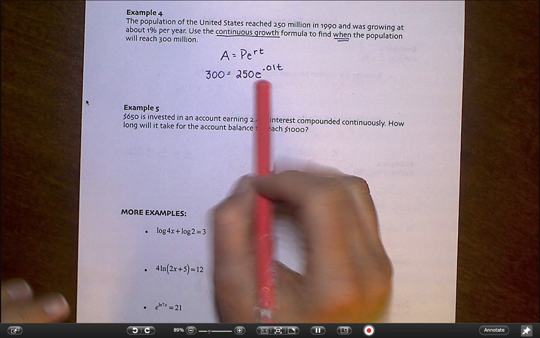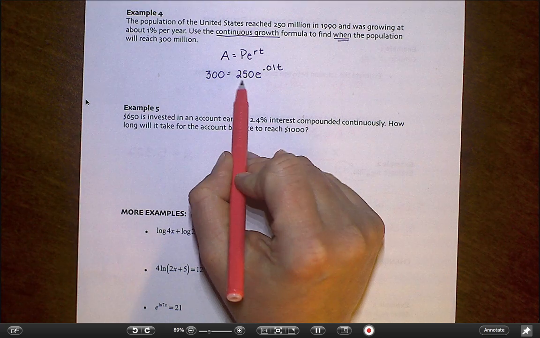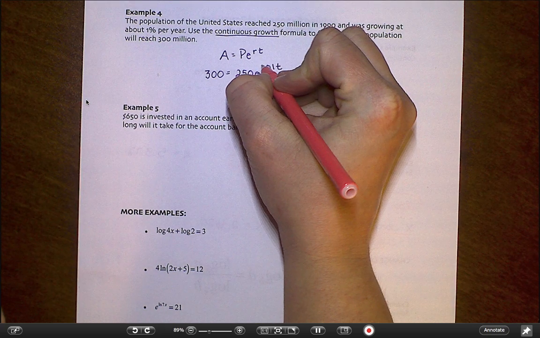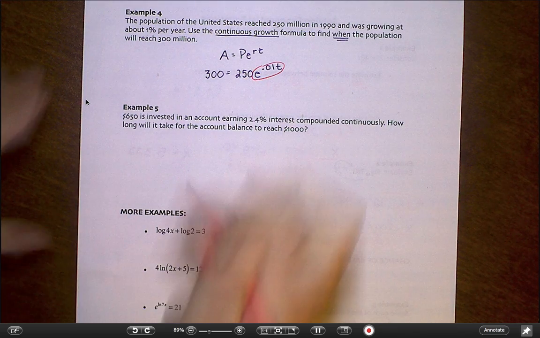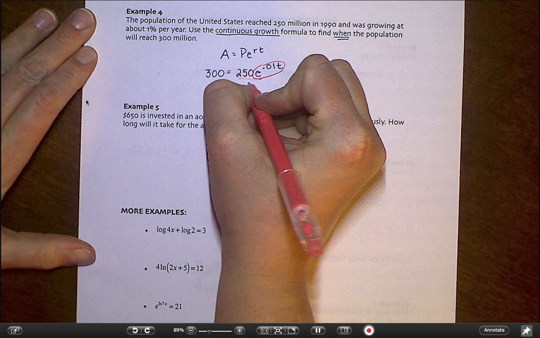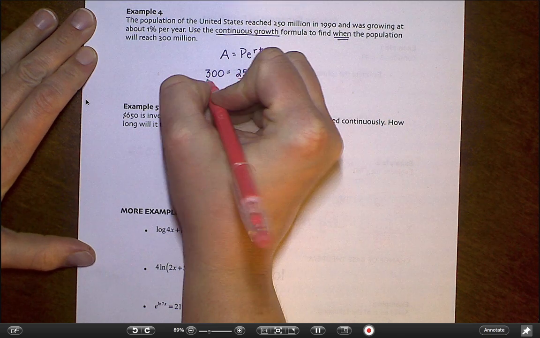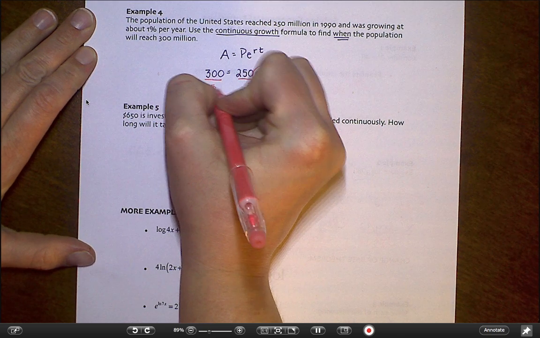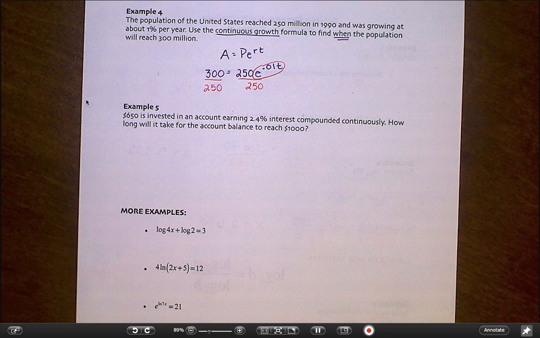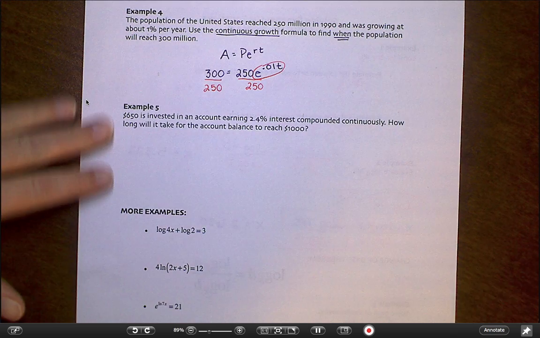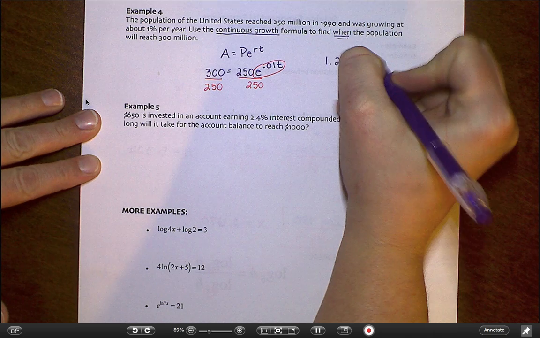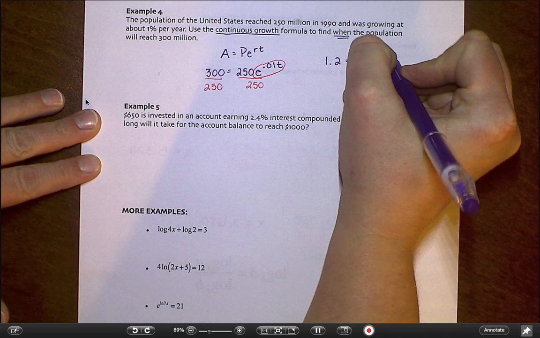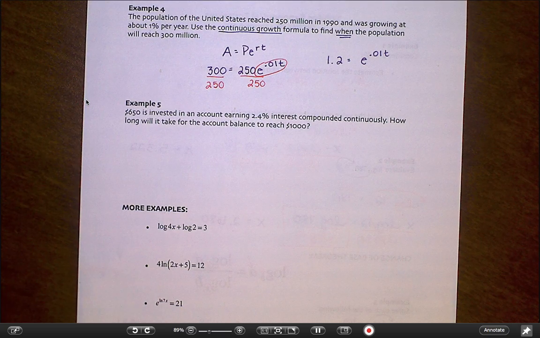So the first thing I'm going to worry about here is this 250 that's out in front. Really, this is the exponential part of the equation here. And so before I do anything with logs, I need to move that 250. So I'm going to divide by 250. So let's see, 300 divided by 250 is 1.2. So now I have 1.2 equals e to the power of 0.01t. Now from here, this is where we dive into logarithms.